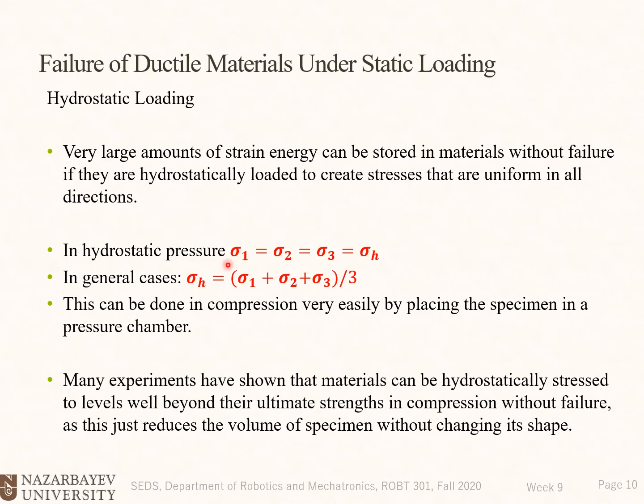In hydrostatic pressure, sigma 1 equals sigma 2 equals sigma 3 equals sigma h. What is sigma h, for example? It is the pressure of the water. In general cases, not the purely hydrostatic cases, the hydrostatic stress is the average of all principal normal stresses. So it means that if we take that stress out of the strain energy, then we could see what portion of that energy is because of the hydrostatic load and what portion is because of the non-hydrostatic load, which creates distortion and failure.